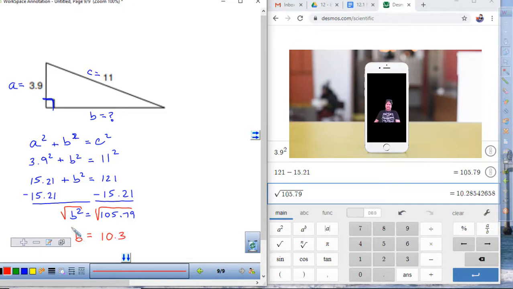And again, since it's a leg, it better not be longer than C. And you can see that C up here is 11. And so this is our leg, and that's how you do it.